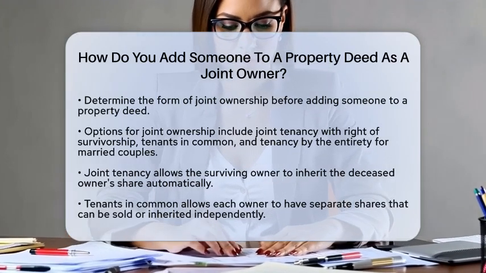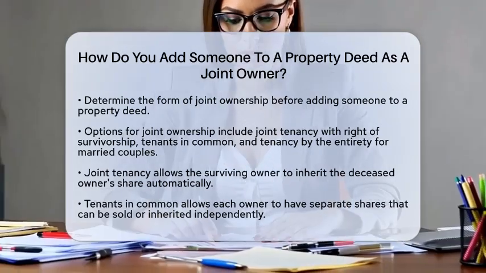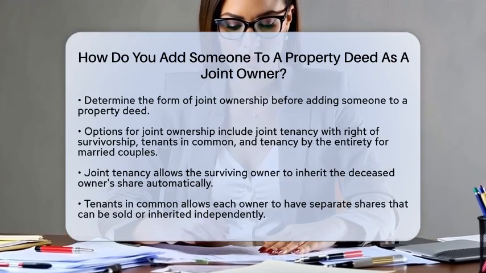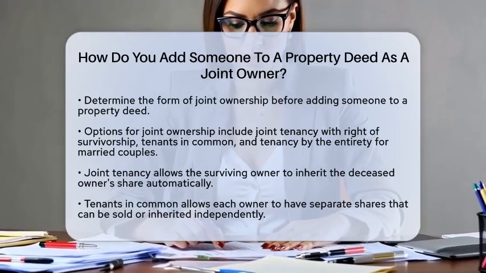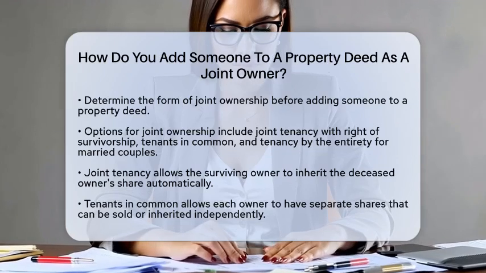First, you need to decide on the form of joint ownership. There are a few options here. One is joint tenancy with right of survivorship. This means if one owner passes away, their share automatically goes to the surviving owner.